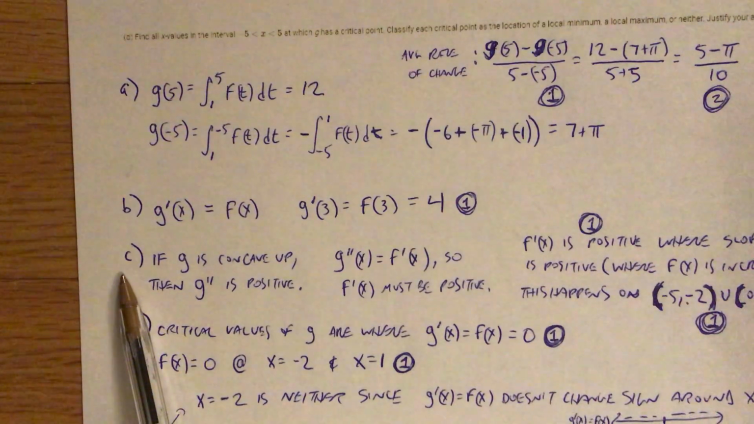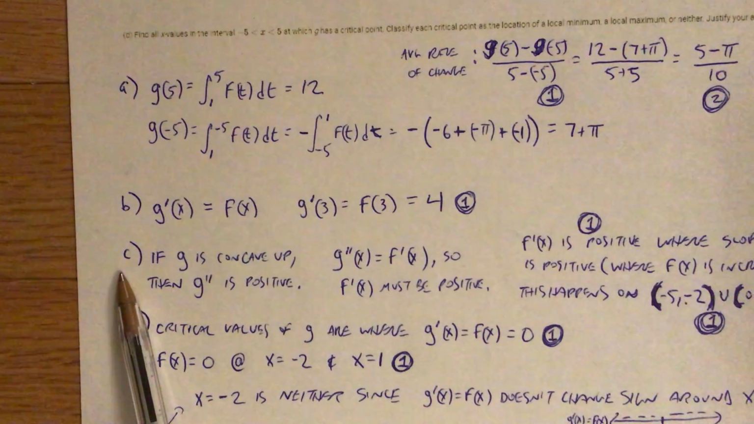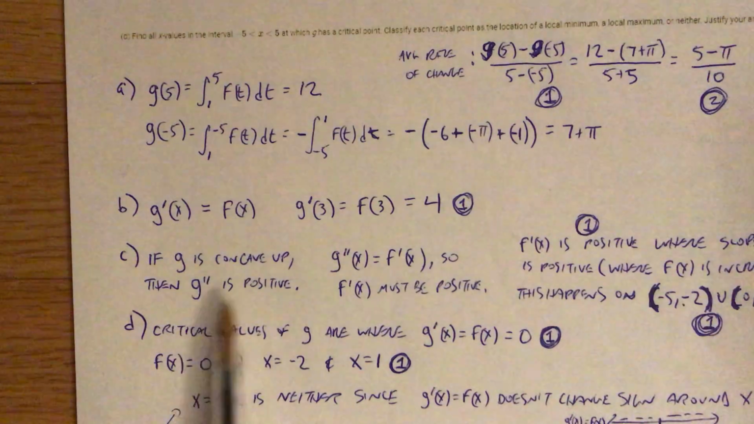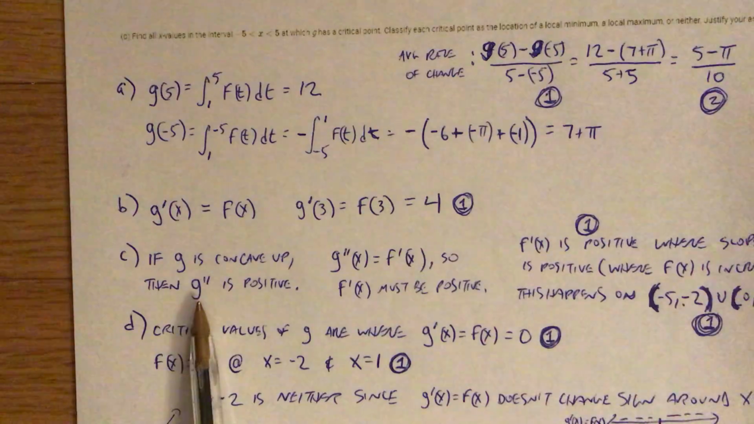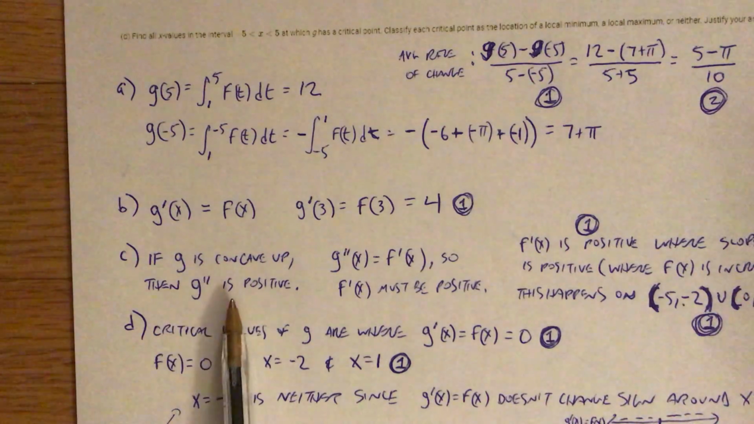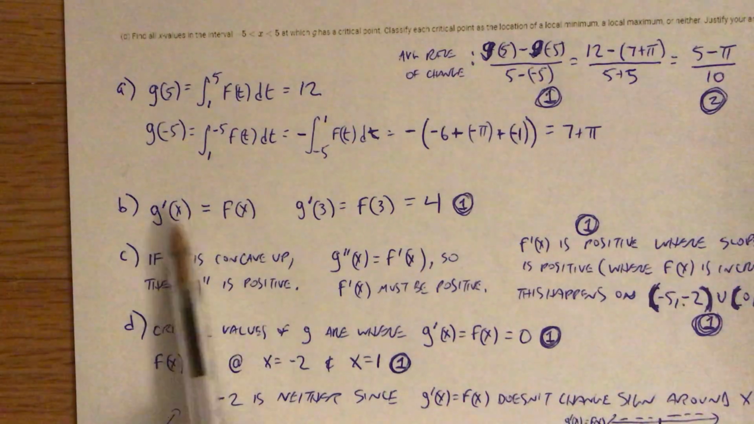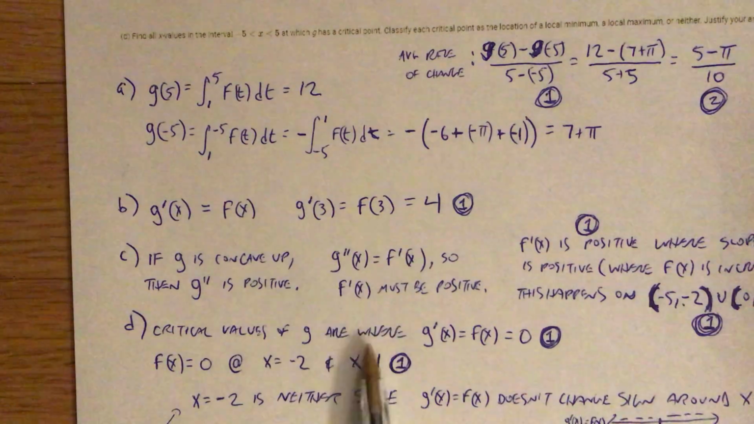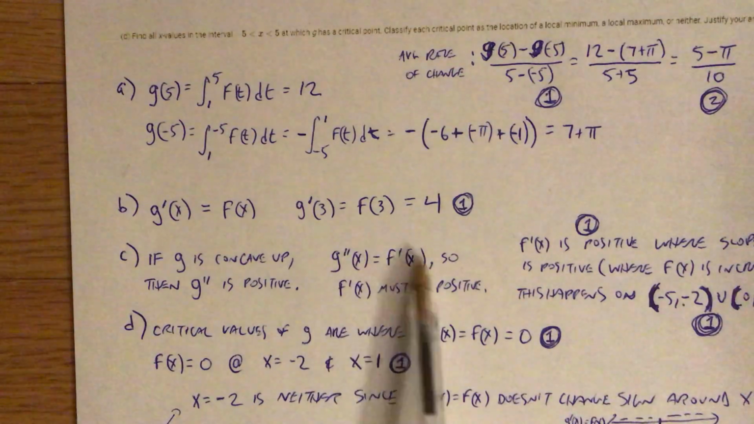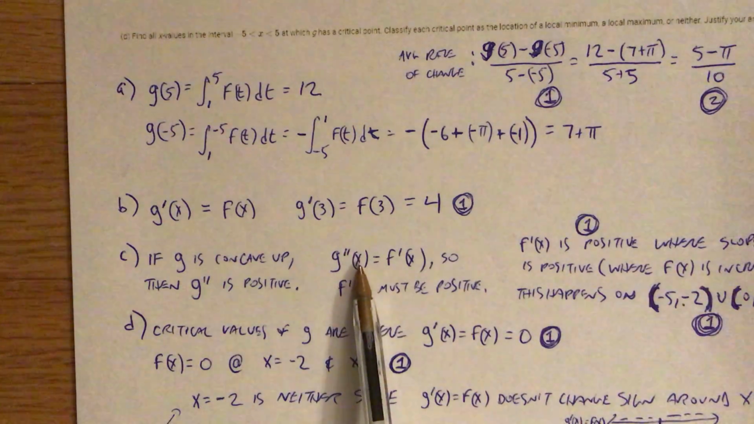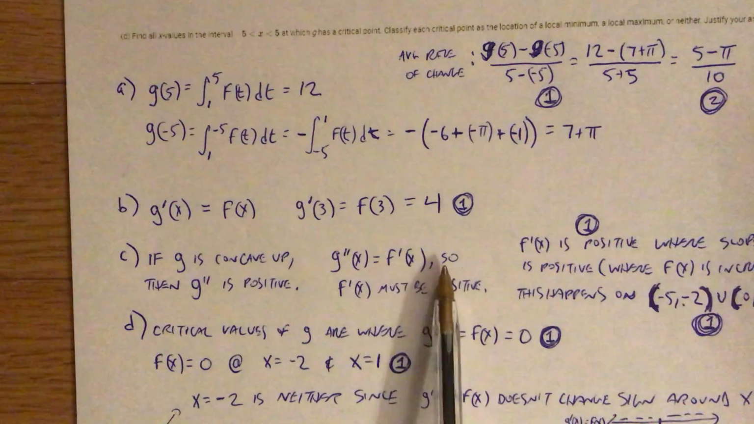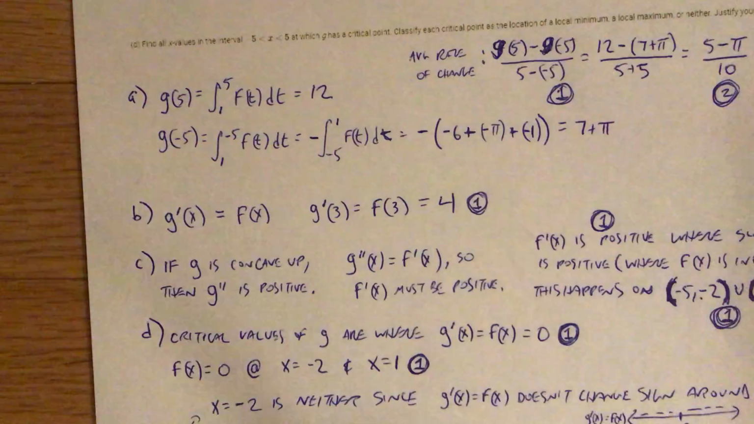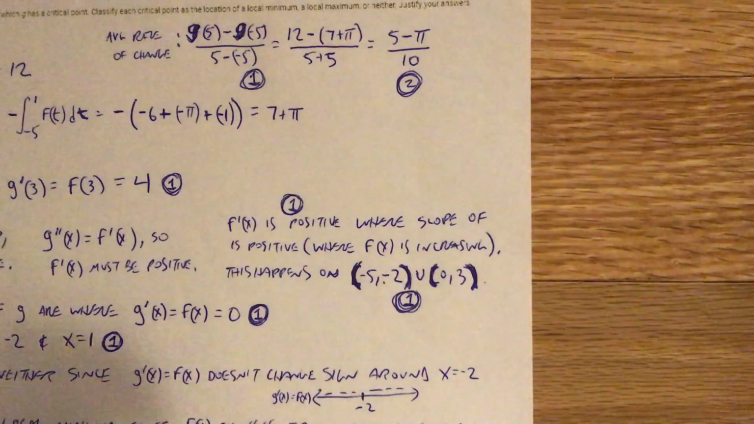In part C, we had said that they want to know where it's concave up. So if G is going to be concave up, then G double prime has to be positive. So what is G double prime? Well, we'll use what we just found here. If G prime is f of x, G double prime needs to be f prime of x. So this needs to be true. So if G double prime of x needs to be positive, that means f prime of x needs to be positive.